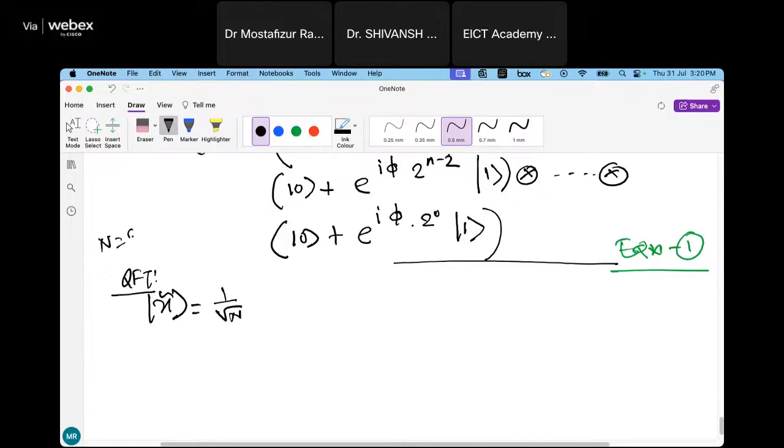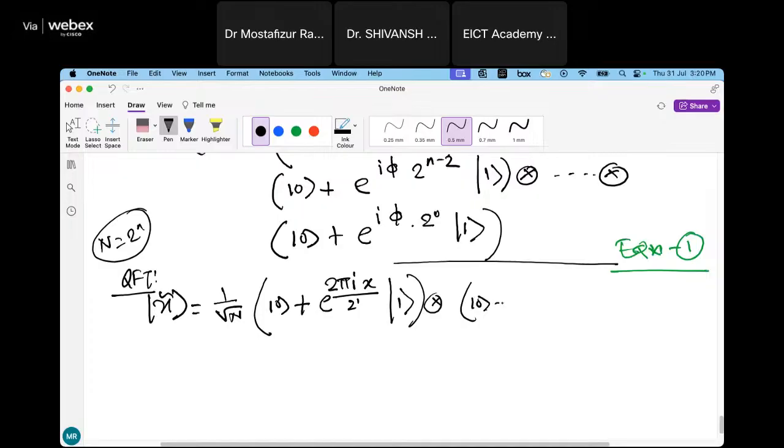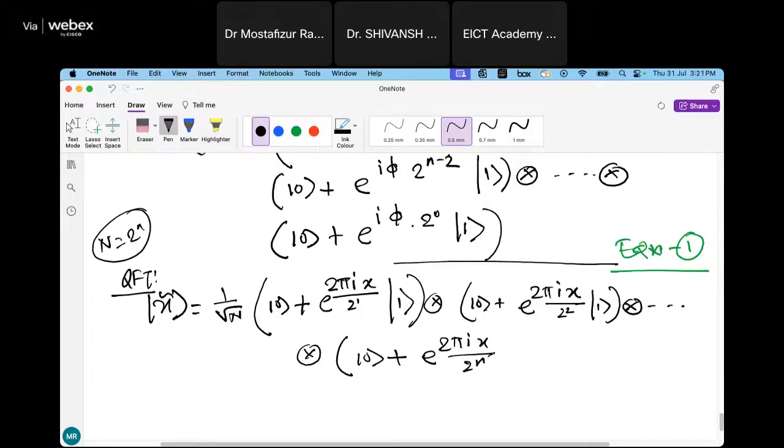N is basically again 2 to the power n, right? So this factor is the same. 1 by square root N and 1 by half whole to the power n, basically the same thing, right? Then gate 0, yesterday we have derived it. I'm just writing the final expression. So 2 pi i x by 2 to the power 1, gate 1, tensor product with 0 plus e to the power 2 pi i x by 2 square, gate 1, right? So on. And the last value was 0 plus e to the power 2 pi i x by 2 to the power n, gate 1, right?